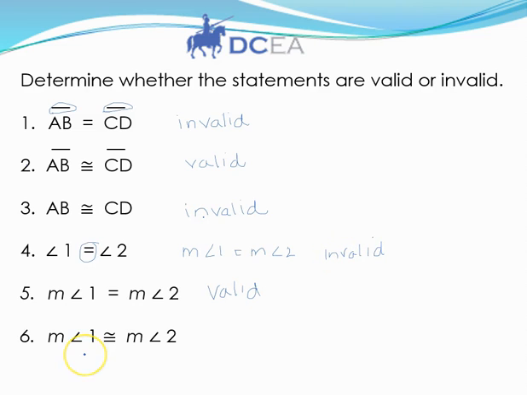And last, number 6, the measure of angle 1 is congruent to the measure of angle 2. This is invalid. The reason that it's invalid is this is congruency, so we do not state measure. It will just say angle 1 is congruent to angle 2. Be sure to have something like that in your notes.